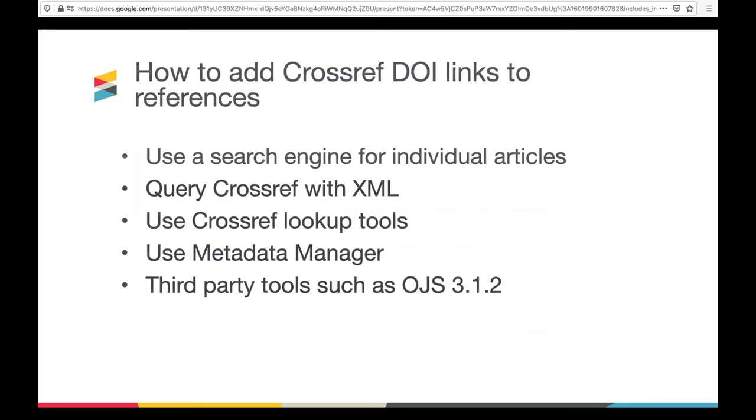You can ask your authors to add DOIs to their reference lists or add this at the copy editing stage of your process. There are a number of ways to add DOIs to references, including via search engine, which is easy but slow, querying our Crossref API with XML, which is very efficient, but APIs aren't for everyone. That requires some technical skill.